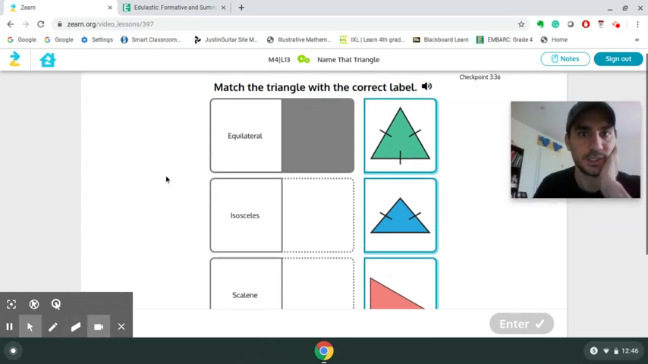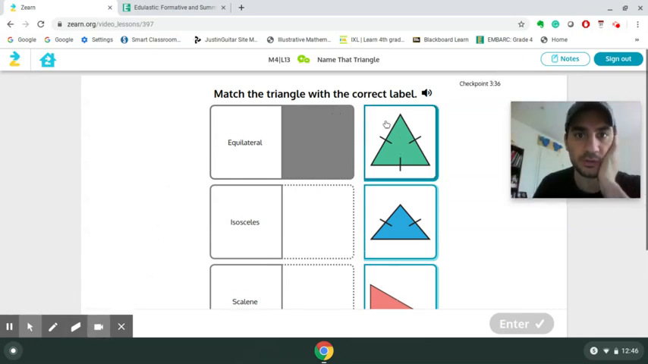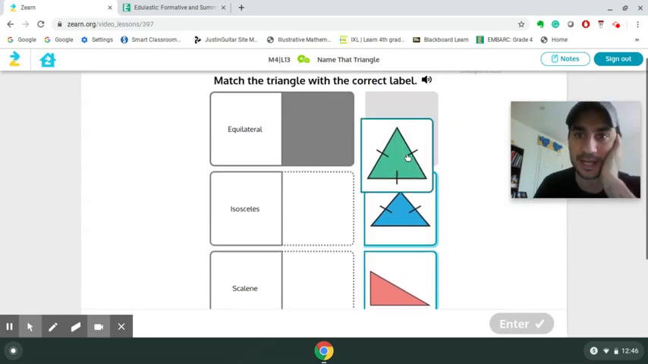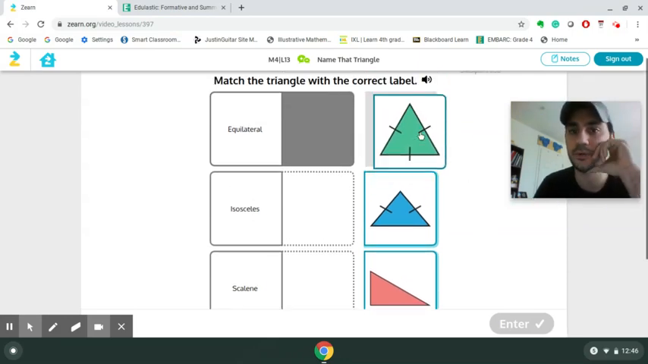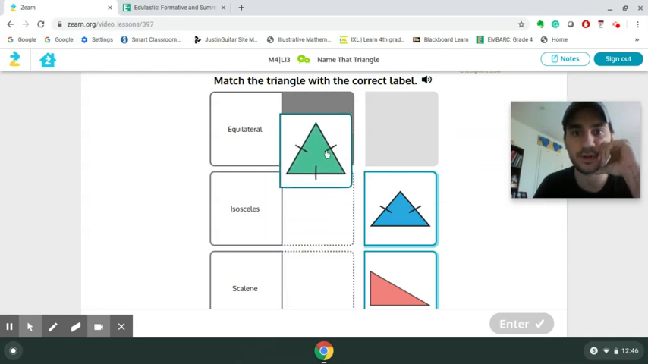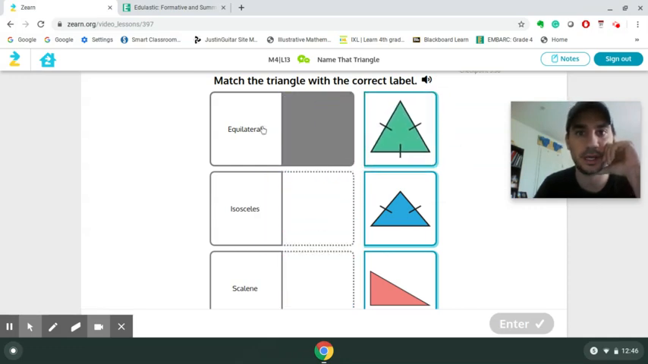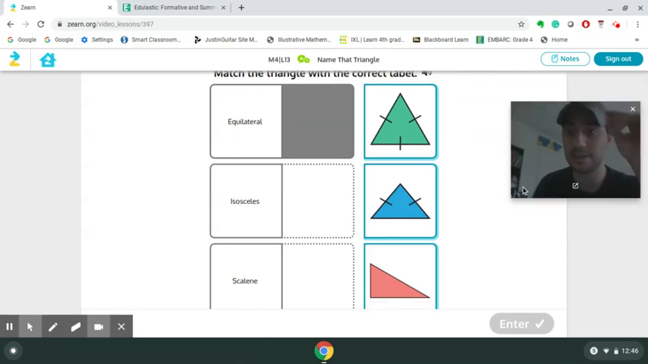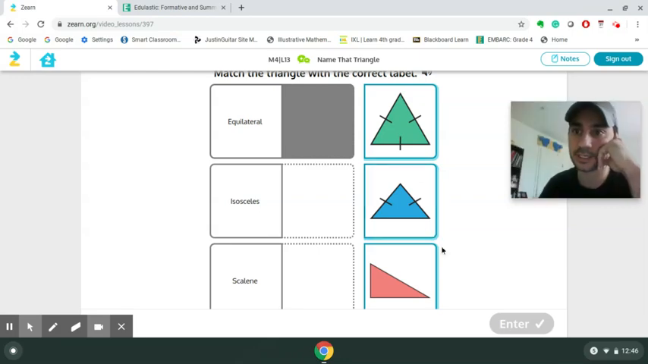All right, my friends. We're going to match the triangle with the correct label. I want you to do this on your own. What you're going to do is grab that triangle, make sure you click it, hold it, and then drag it to whatever the correct classification of it is. All right. Pause the video now. I want you to do this activity. Press enter, see if you're correct, and then check your work against mine.